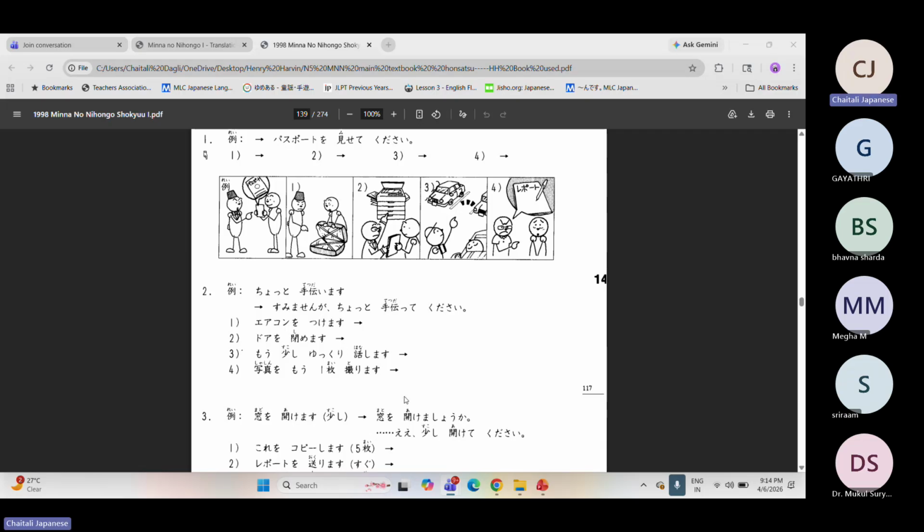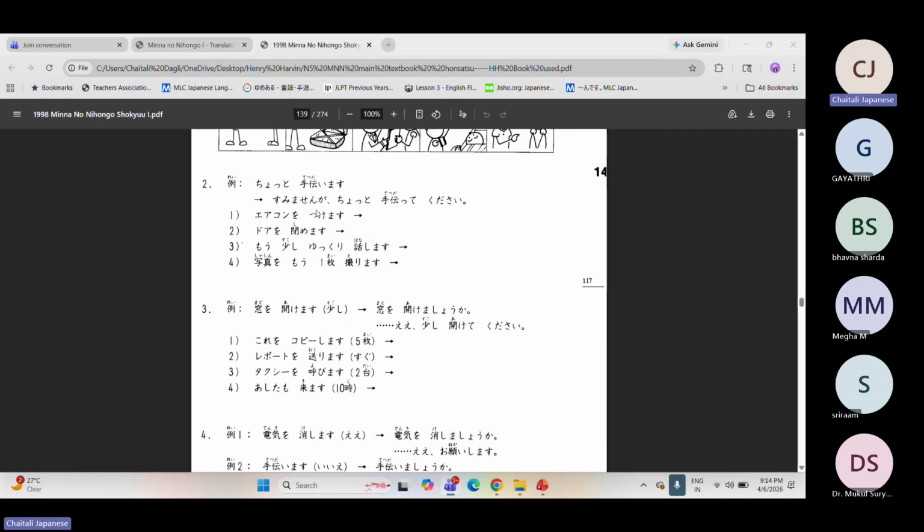Okay, so all you have to do is simply put sumimasen at the beginning and change this masu into te form. So tell me, tsukemasu will be what? Tsukete kudasai. Perfect. Shimemasu? Shimete kudasai. Very good. Hanashimasu? Hanashite kudasai. Perfect. And torimasu?